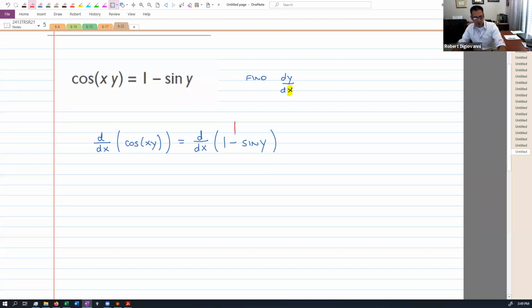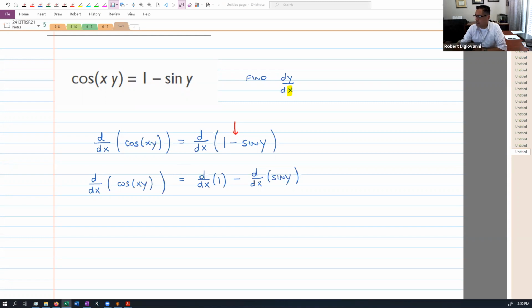I do see a subtraction here on the right, so I should be able to split this up into the derivative with respect to x of 1 minus the derivative with respect to x of the sine of y. On the left-hand side, I can't split anything up because I don't have any pluses or minuses. So that's just going to be the derivative with respect to x of this. All right, so here we go. Let's do the right side first. The right side's easier. So Matthew Diaz is up.